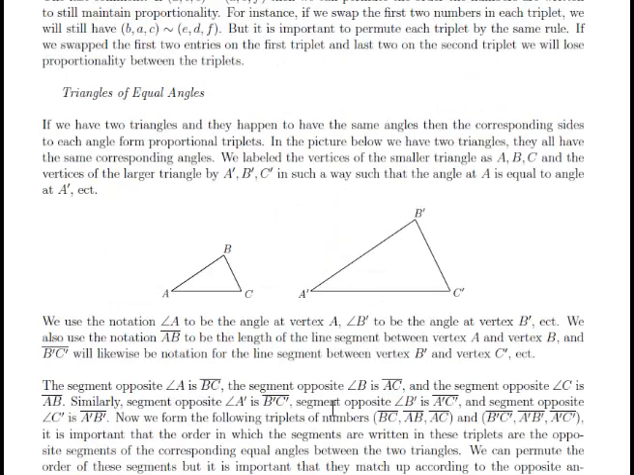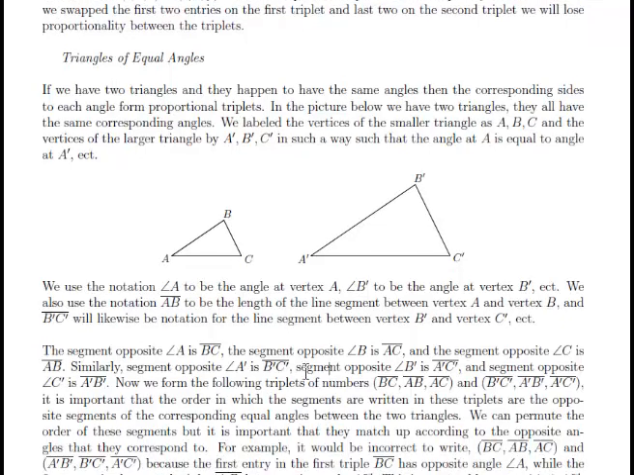This becomes relevant to similar triangles. Now, if you look at similar triangles, sometimes you refer to the original one as ABC, and then you refer to the new one, the second one, as A prime, B prime, C prime, prime being that little squiggly thing up here. So these two triangles are proportional if the angles are the same as each other. A has to be the same as A prime, B has to be the same as B prime, and C has to be the same as C prime.